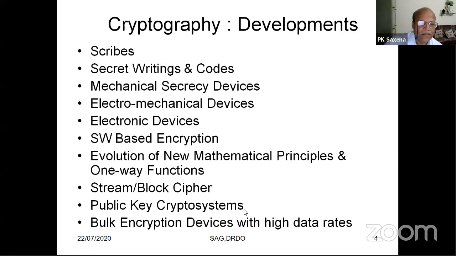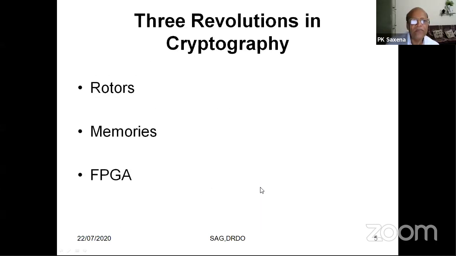So we will look at these developments a little more, like stream ciphers, block ciphers, public key crypto systems, bulk encryption systems, and concepts like mathematical principles and one-way functions, which are the basic pillars for present-day crypto systems.